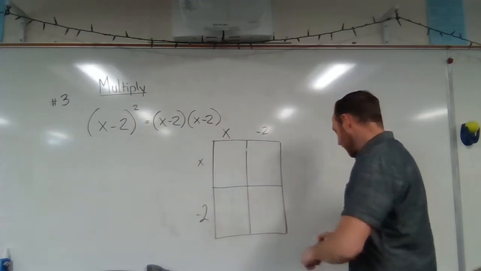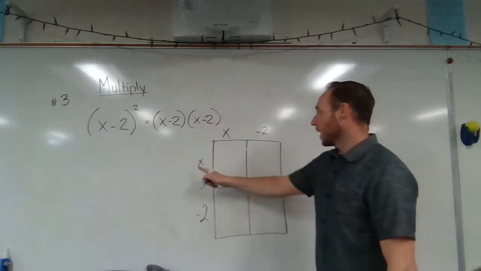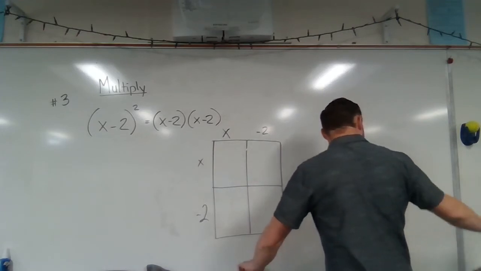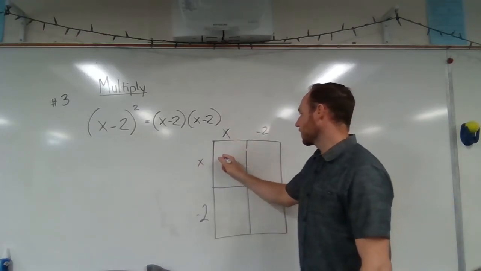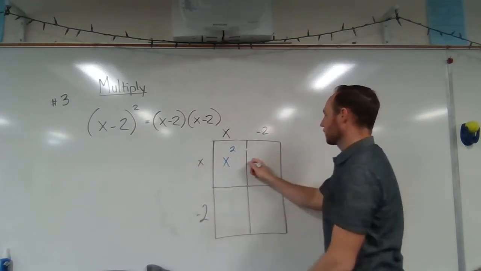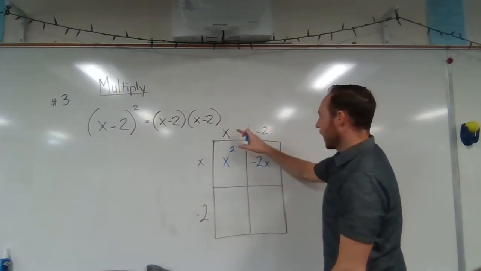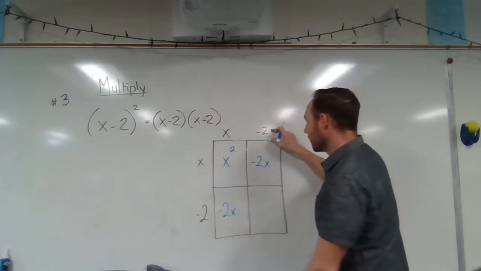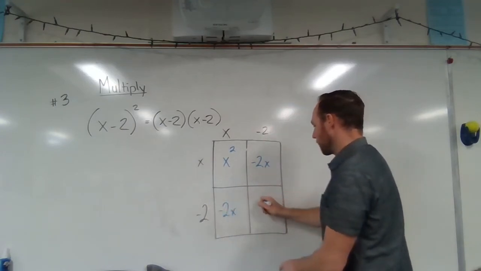And we can go ahead and multiply. x times x gives us x squared. Negative 2 times x gives us negative 2x. And x times negative 2 gives us negative 2x. And negative 2 times negative 2 gives us a positive 4.